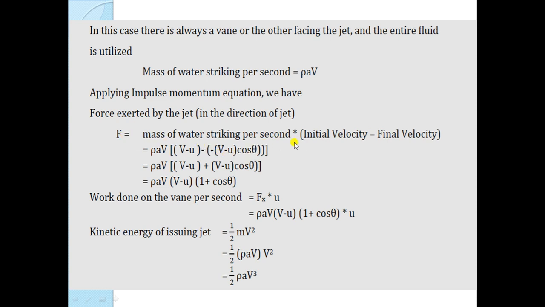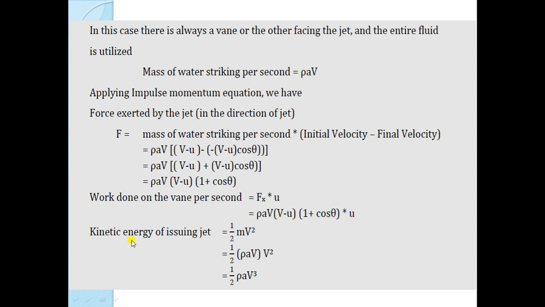So, if we substitute these values accordingly in this equation, the force exerted by the jet on the vane is rho AV into V minus U minus of minus V minus U cos theta. If we simplify, it is rho AV into V minus U into 1 plus cos theta. Here, work done per second is force exerted into the vane velocity U. So, it is rho AV into V minus U into 1 plus cos theta into U.